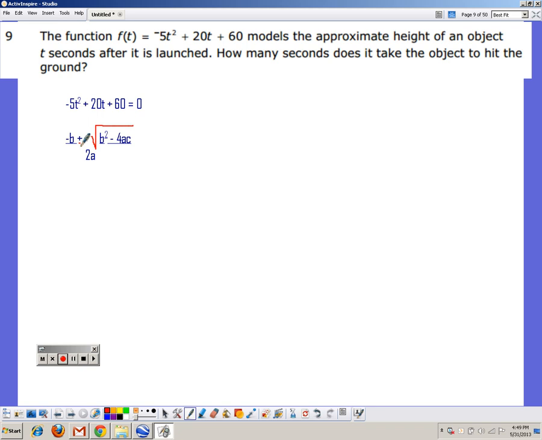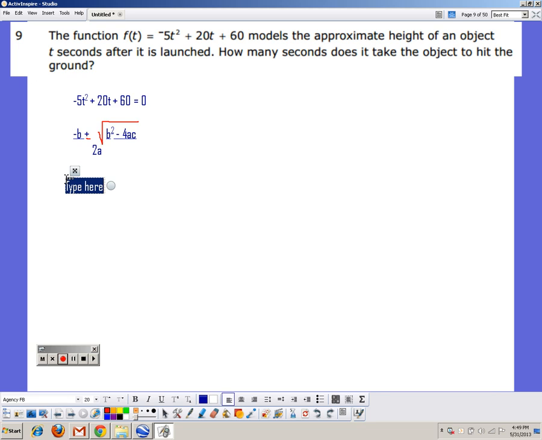And don't forget your minus sign under your plus. Okay? So again, looking at my coefficients, a equals negative 5, b equals 20, and c equals 60.